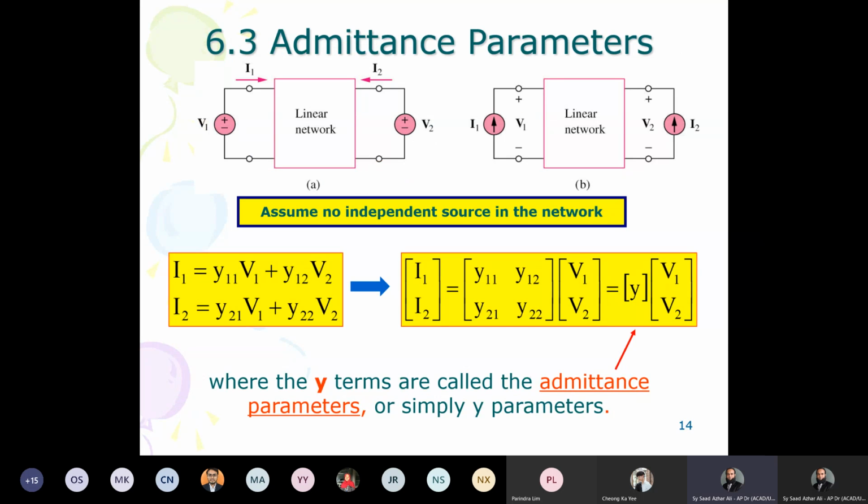And surprisingly and amusingly, everything is the same except it's admittance. So we are keeping I equal to YV. This is Ohm's law for the admittance. All right, this is called admittance parameters. Everything is very similar. It's like the reciprocal of impedance, and we will write it in this form.